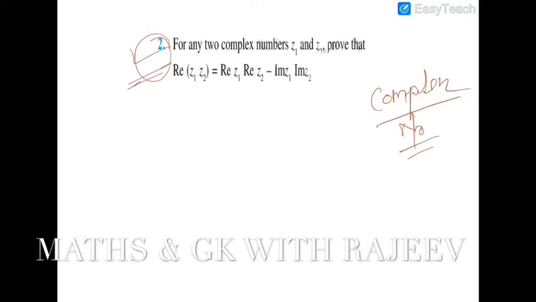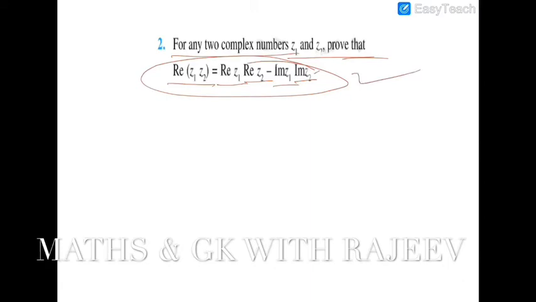In this question, it is written that for any two complex numbers z1 and z2, prove that real(z1 z2) is equal to real z1 into real z2 minus imaginary z1 into imaginary z2. This we have to show. The question is very simple.